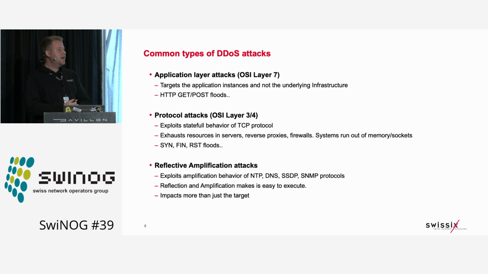And last but not least, the reflection attack or the reflective amplification attacks, and this is what I want to talk about today. It exploits the behavior of unsecured NTP, DNS protocols or servers, and can be executed rather easily. And the important thing is that it doesn't just affect the target, but there are also a lot of bystanders, and it affects the infrastructure in between.